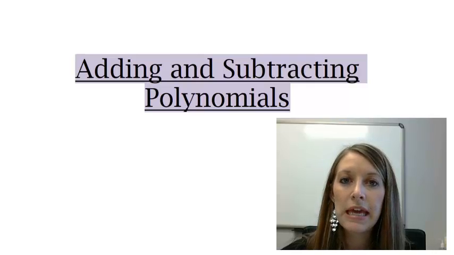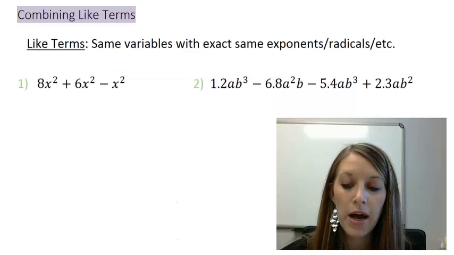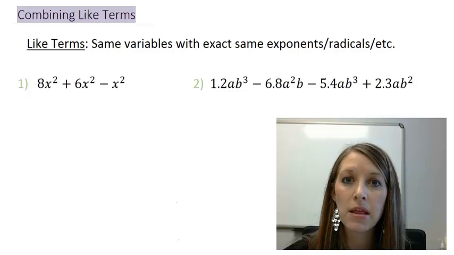Before we actually get into any adding and subtracting polynomials, we kind of have to take a step back for a moment and learn a key process that goes along with it. And this process is combining like terms. Basically, when we add and subtract polynomials, all we do is combine like terms. So we have to clarify what like terms are exactly and how we actually combine them in the first place.